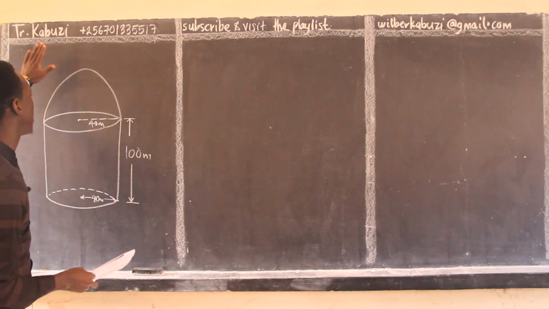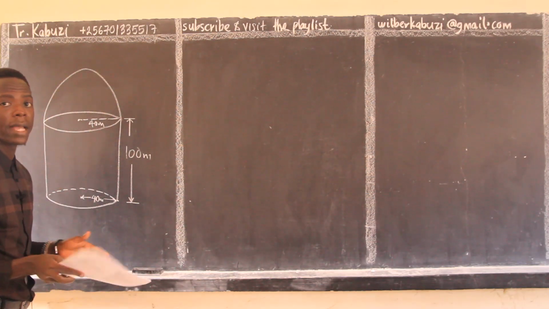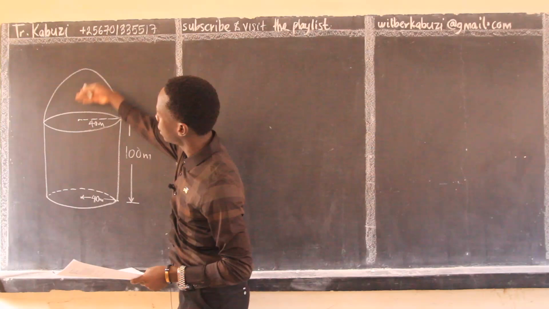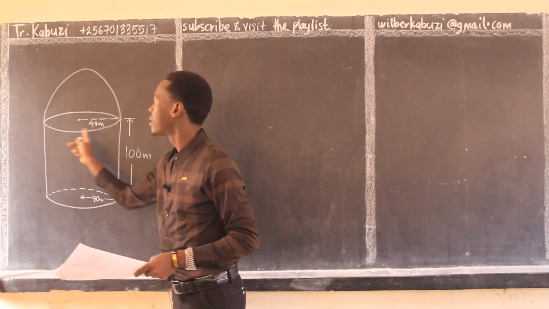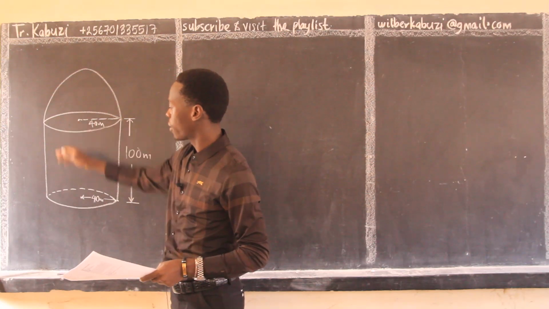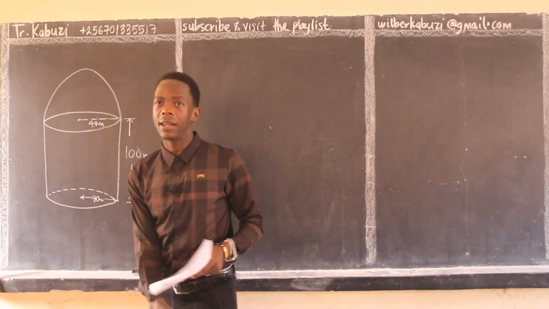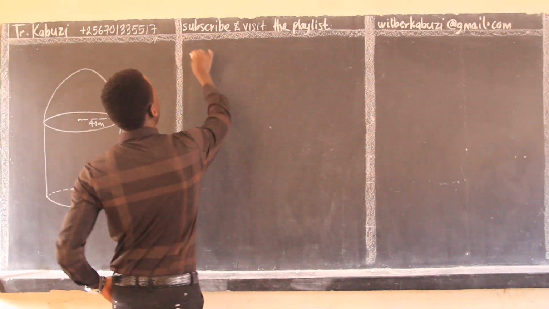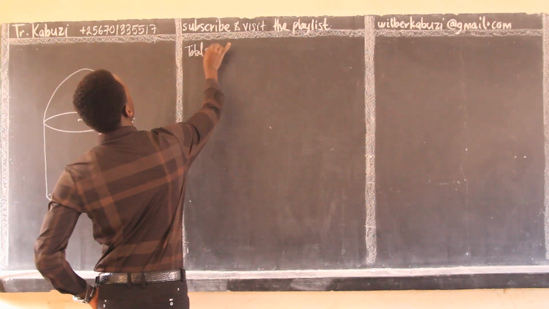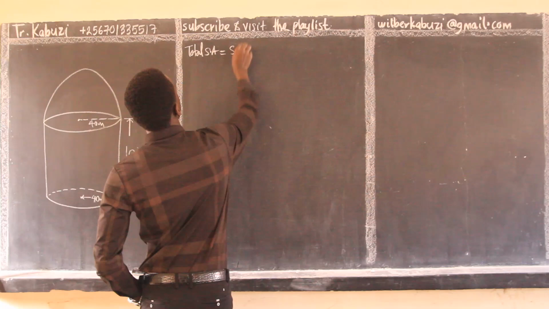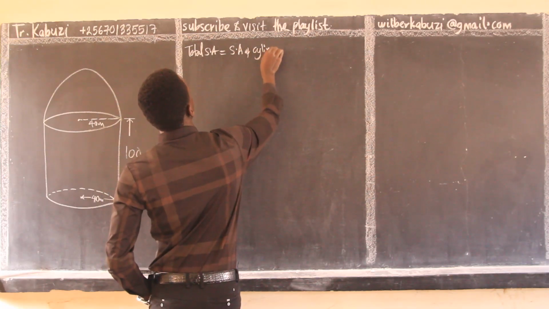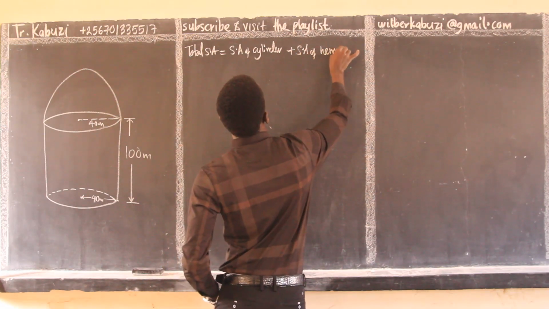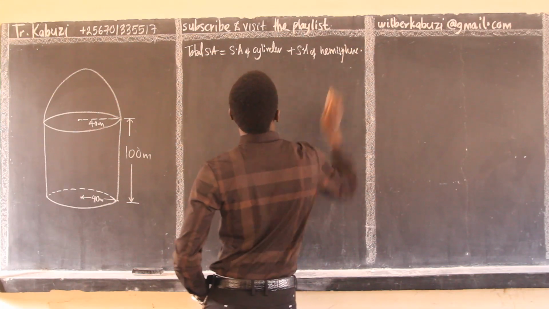They tell us to calculate the surface area of this, excluding the base of the cylinder. What base are you going to exclude? Because we need the space here, so we are not going to include the surface area of this thing here. So we're just going to have this and then the rest. Now let us start by getting the total surface area. So our total surface area is going to be the surface area of the cylinder plus the surface area of the hemisphere, in that order.